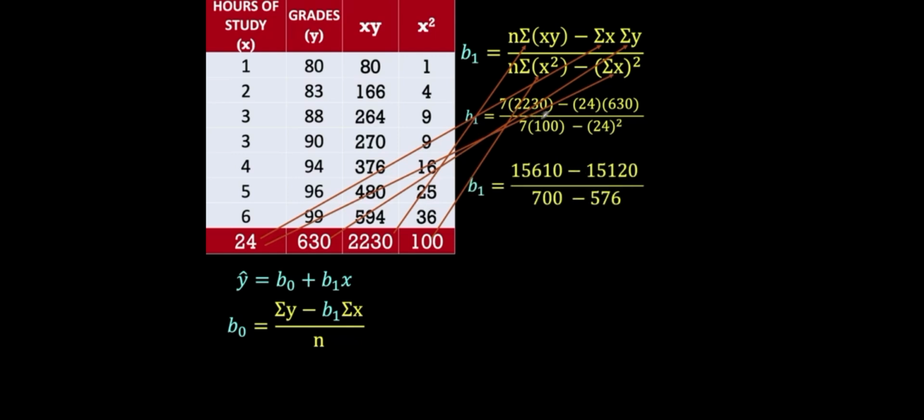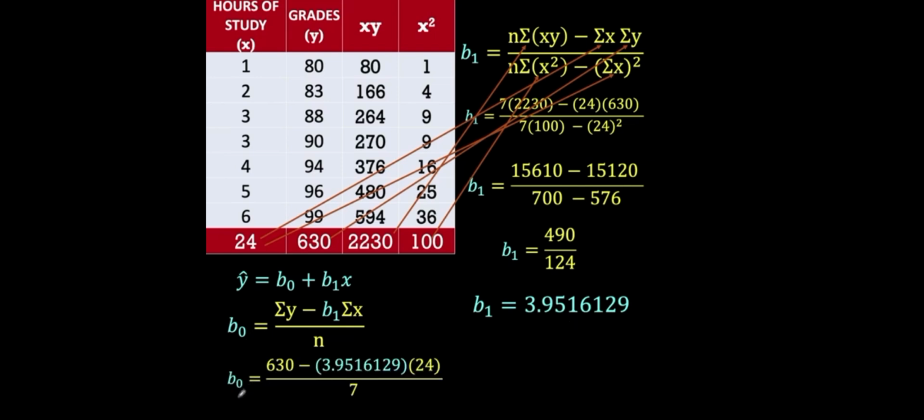7 times 2,230 is 15,610. 24 times 630 is 15,120. 7 times 100 is 700. The square of 24 is 576. Subtract the numerator and subtract the denominator and divide the results to arrive at b sub 1 equals 3.9516129. As much as possible, we do not want to round off this value because we are still going to use this in our computation for b naught. So this is now our slope.